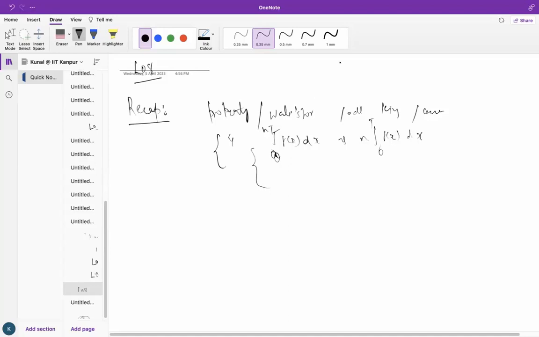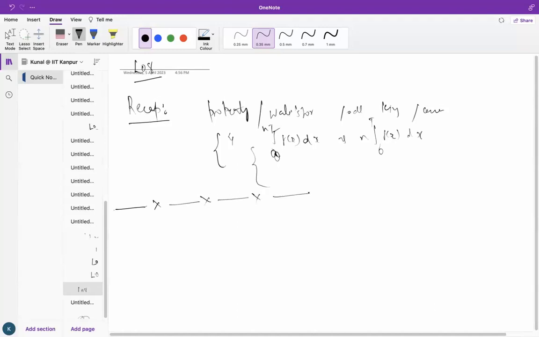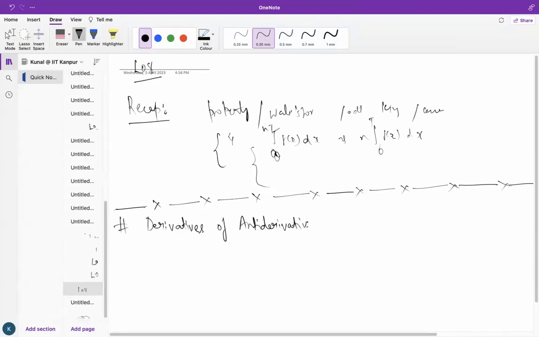So today we are going to learn something new, which is known as the derivative of antiderivatives. Let me write the topic's name here: derivatives of antiderivative. We all know that the antiderivative is nothing but integration. So today we have to learn the differentiation of integration, right?